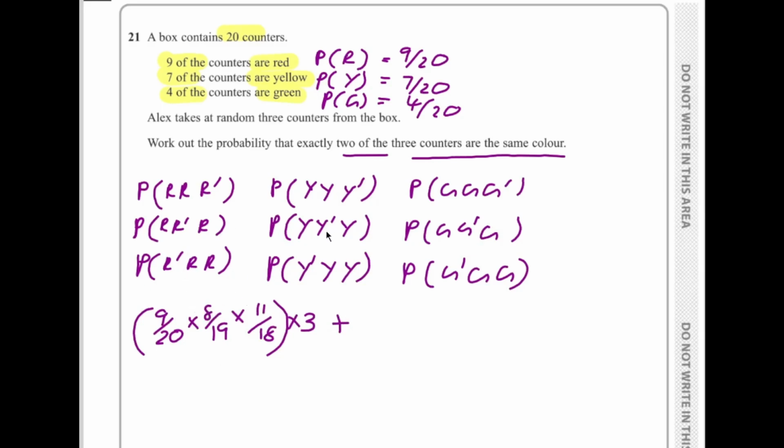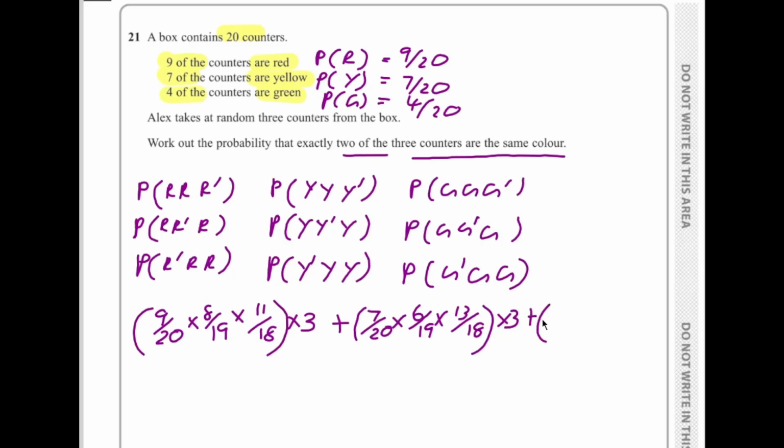Now let's move on to yellow. What's the probability of yellow? If I'm picking a yellow one, the probability would be 7 over 20. When I'm moving on to the second time, there would be only 6 yellow counters and the total would be 19. And not yellow, how many not yellow counters? There would be 13 not yellow counters, so 13 over 18. And still I'm getting 3 such sets.